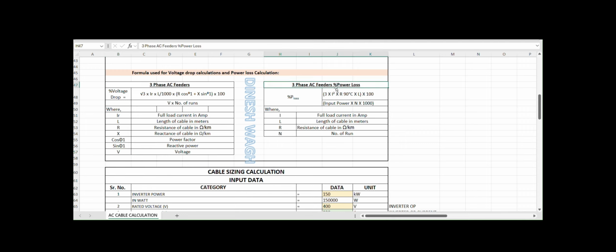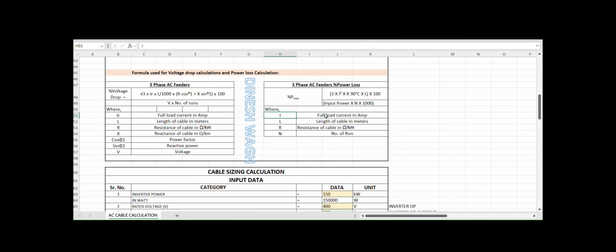Three-phase AC feeder percentage power loss. We are also calculating the percentage power loss. Here is the formula for the percentage power loss. You can check: 3 into I square into R at 90 degrees Celsius into length into 100 divided by input power into number of runs into 1000.